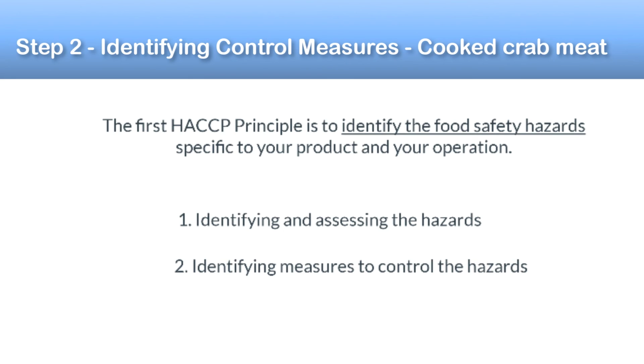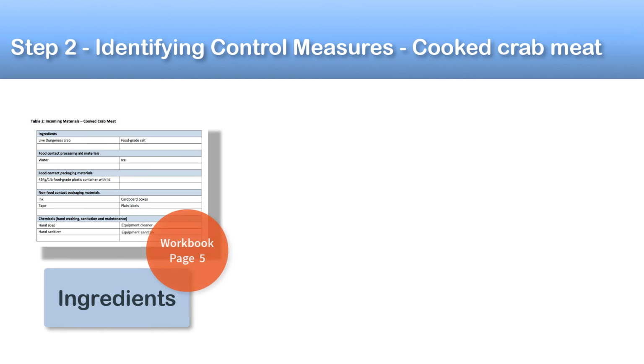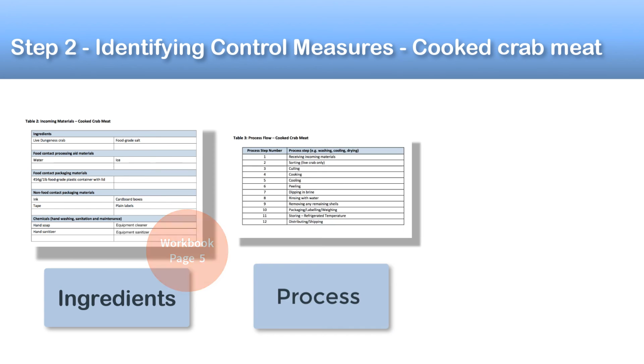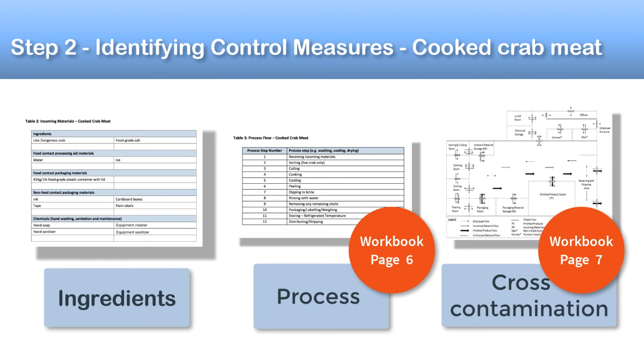Next, let's take a closer look at how to apply HACCP Principle 1, hazard analysis and identifying control measures, to our previous example of cooked crab meat. First, we want to list our incoming materials. We see we have crab, salt, water, plastic packaging, other non-food contact packaging, and several cleaners and sanitizers. Then we want to look at our process flow and our process flow diagram to find cross-contamination points.